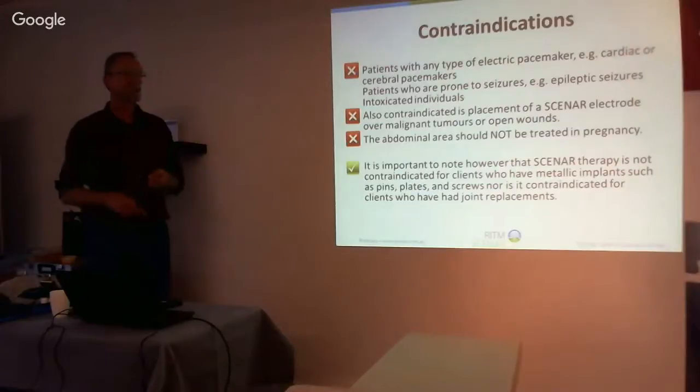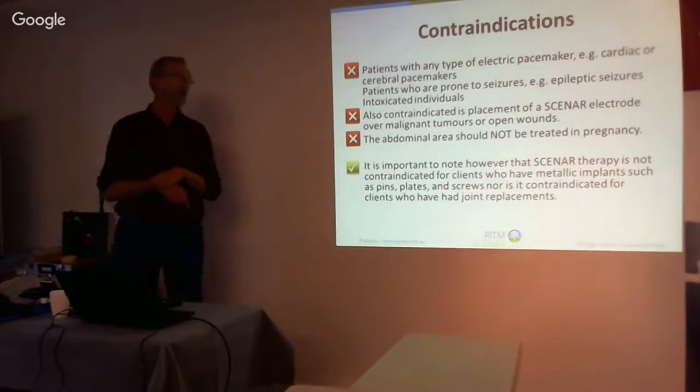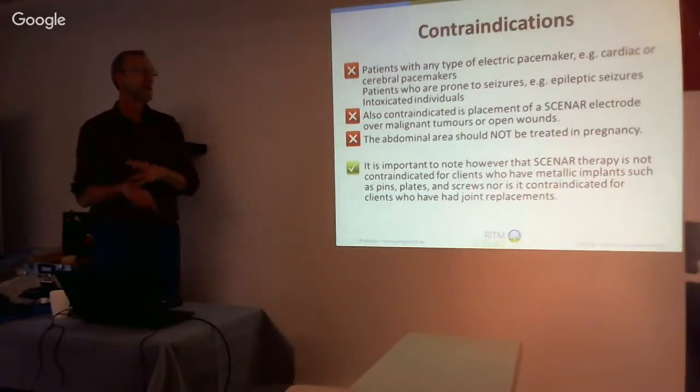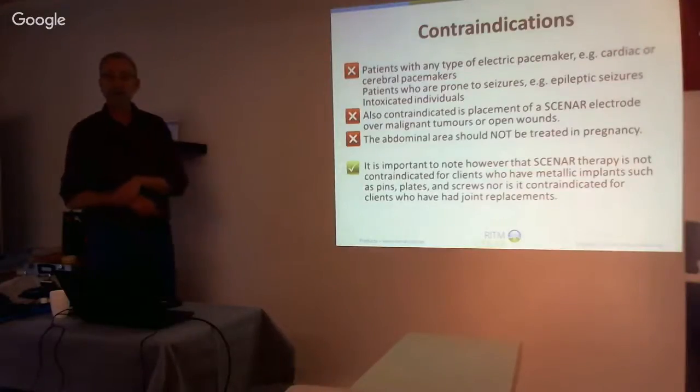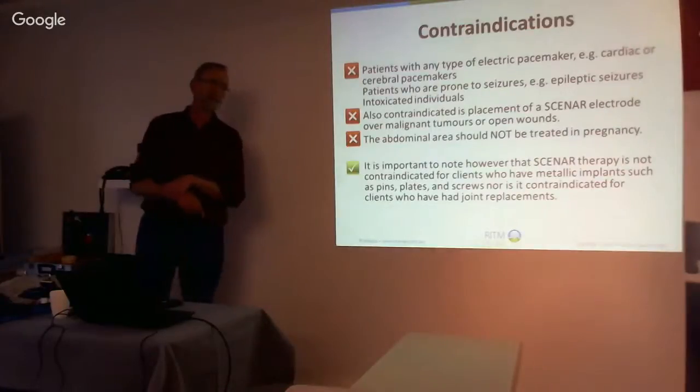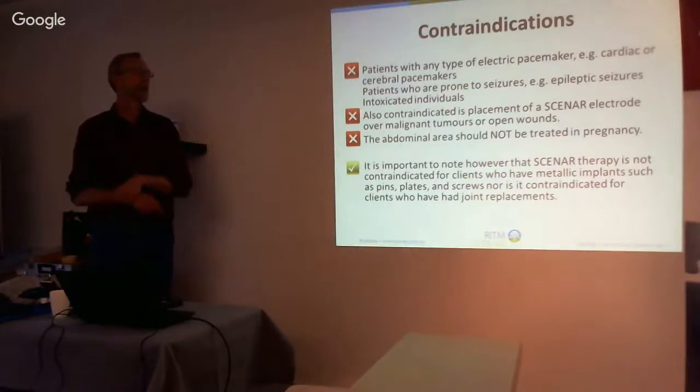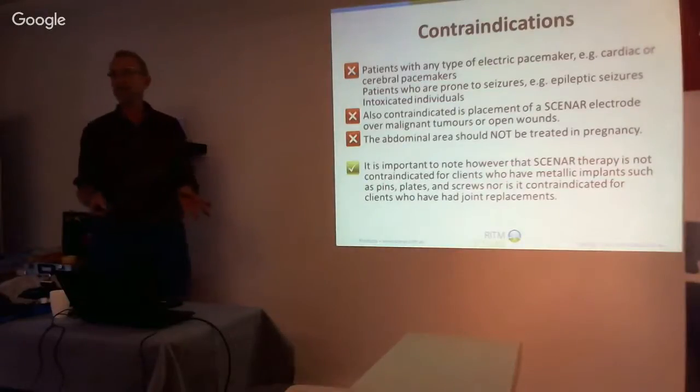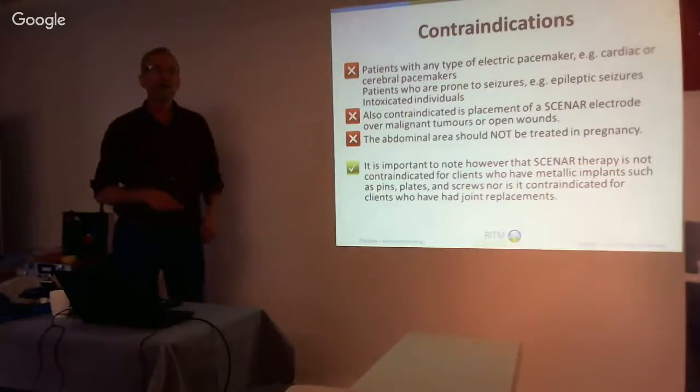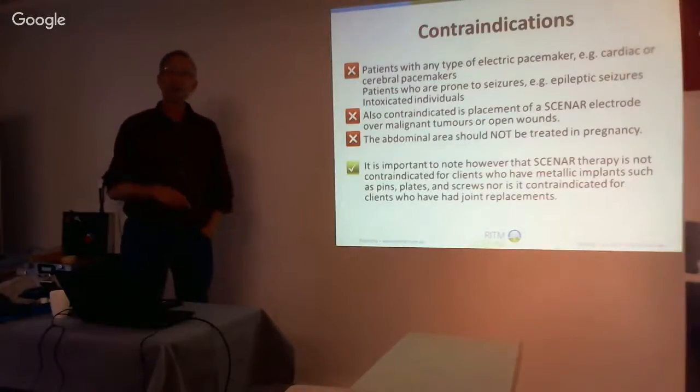Scenar electrodes should not be placed over malignant skin tumors or any other tumors that might break through the skin. And the abdominal area should be avoided in pregnant women in order to avoid an early delivery or abortion. You can use Scenar even for patients who have metal plates and screws built in for fractures. That is not a contraindication, and there's no different sensation for the patient when you do this.